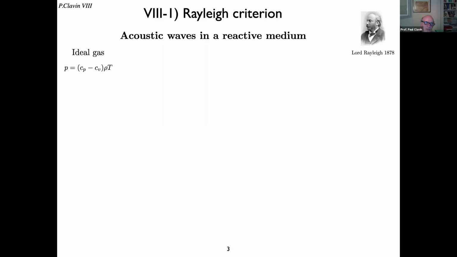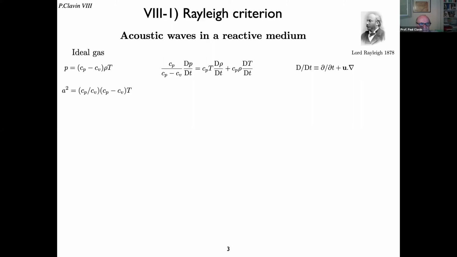You consider an ideal gas law, as usual, so P equals (Cp minus Cv) rho T. Now if you compute dP over dt and you multiply by Cp over Cp minus Cv, you obtain this expression here, by applying the Lagrangian derivative. And the Lagrangian derivative is written here. Okay.